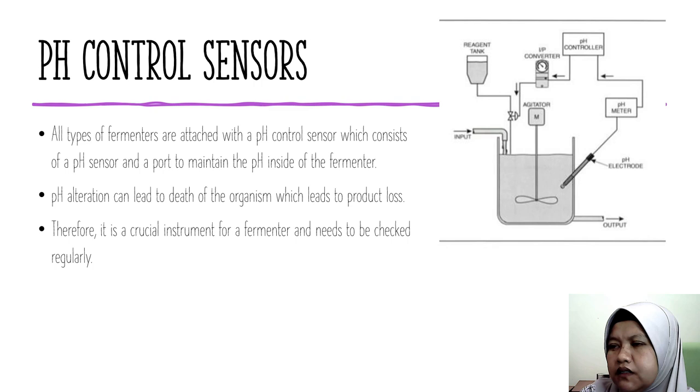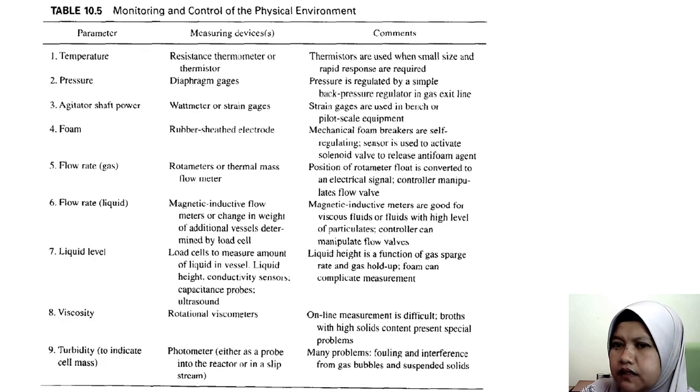And this is how they detect the pH changes using the pH electrode, and also the pH meter. So this will give a reading to the pH controller to control the pH values by using the IP converter, and it will regulate using the valve here. So it is either to add more acid or alkali inside the fermenter, or we need to reduce it. So this controller plays an important role to maintain the pH values in the fermenter.